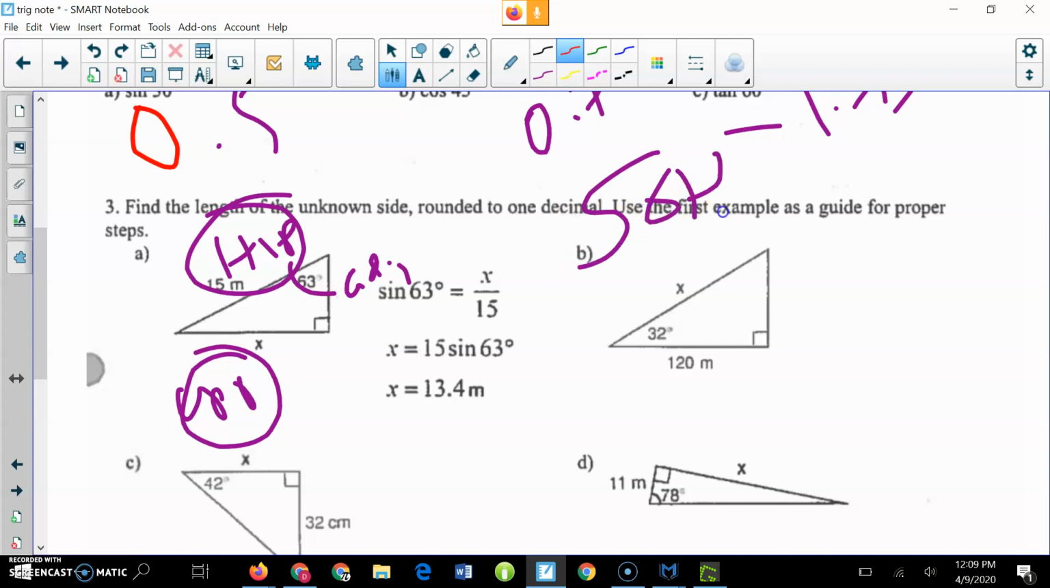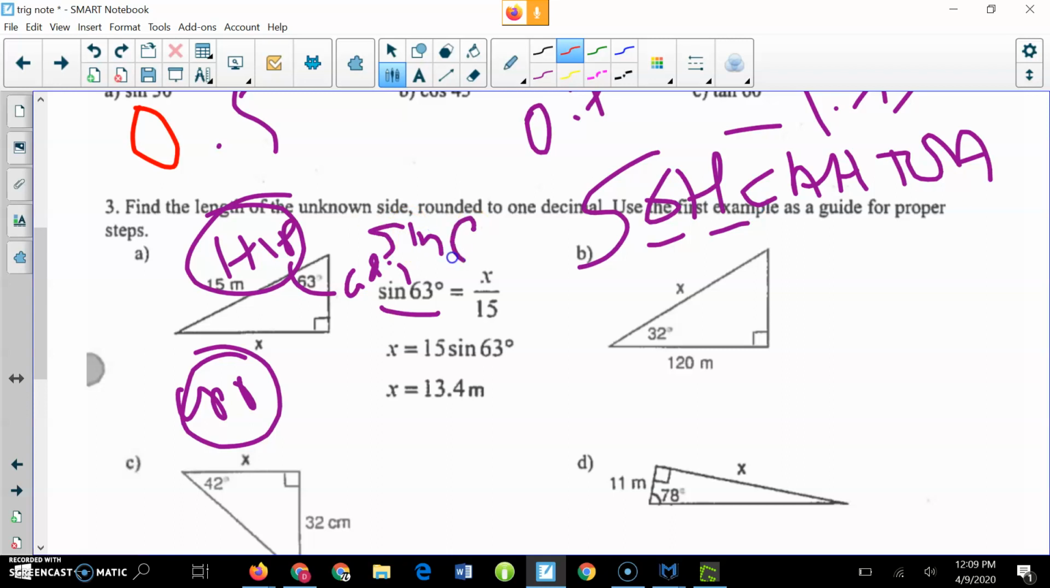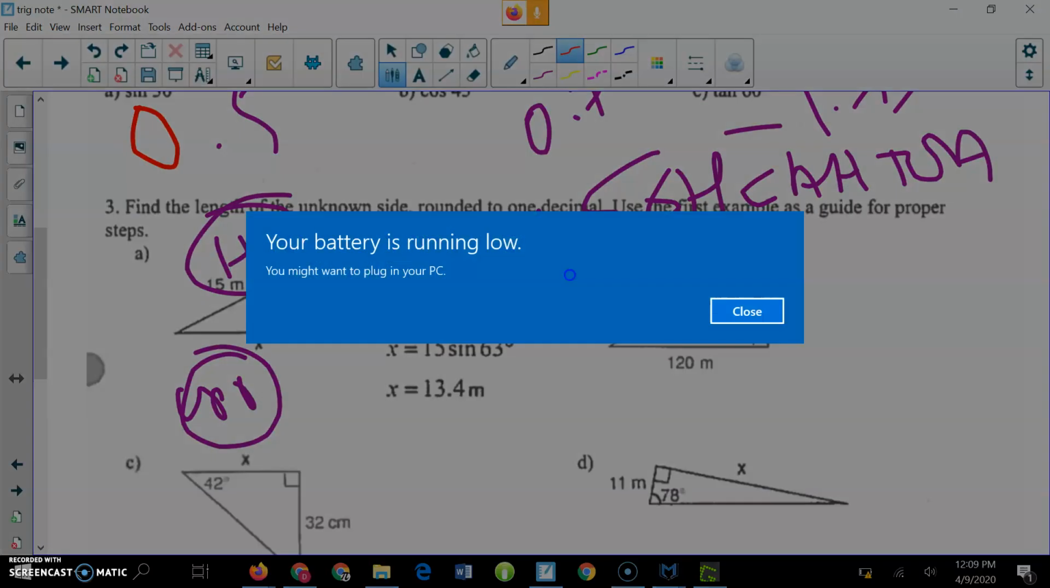So then we use SOHCAHTOA. Okay, and we say which one is hypotenuse and opposite. Sine of theta is opposite over hypotenuse. So sine of 63 is equal to opposite over hypotenuse.